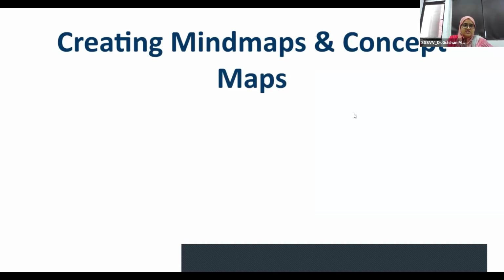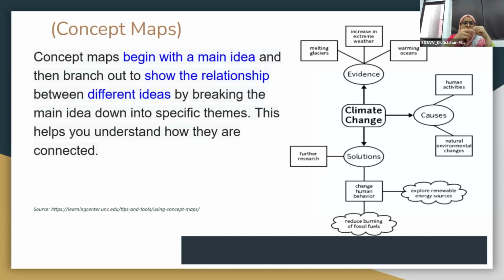So here the definition is given. As you all know, a concept map begins with a main idea and branches out to show relationships between different ideas. The basic thing is that whenever we are going to create any mind map or concept map, we should have a main idea, a central idea on which we are going to expand our concept map or mind map.